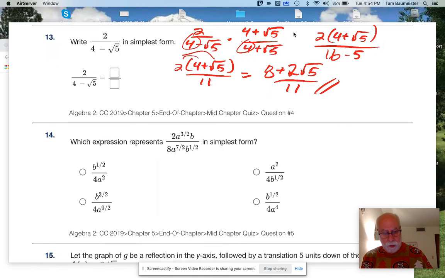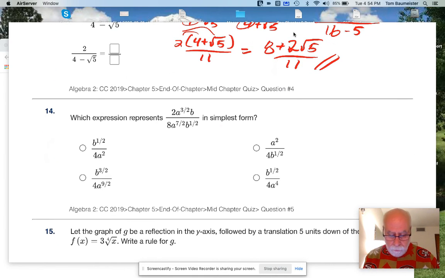Number 14, which expression represents 2a raised to the 3 halves b divided by 8 times a raised to the 7 halves times b raised to the 1/2 power in simplest form. So remember, on this, I'm going to first look at the fraction. I have 2 over 8. Can I reduce that? Of course, you can. So that would be 1/4. I'm just going to put the 4 there. The 1 is understood to be on top there.